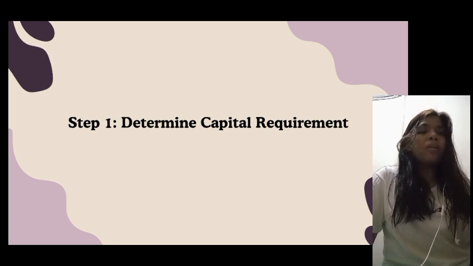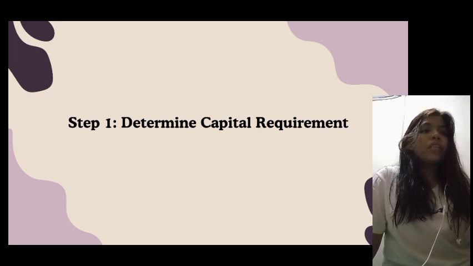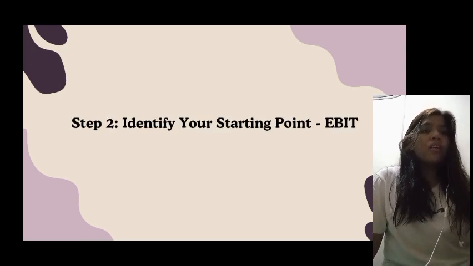First, determine capital requirement. Start by identifying the precise capital injection your company needs. Underestimate and you face operational bottlenecks later. Overestimate and you saddle yourself with excess debt and unnecessary interest expenses. Evaluate alternative financing options like equity issuance, but choose the method that aligns with your projected cash flows and growth plans. Step 2. Identify your starting point, or EBIT.